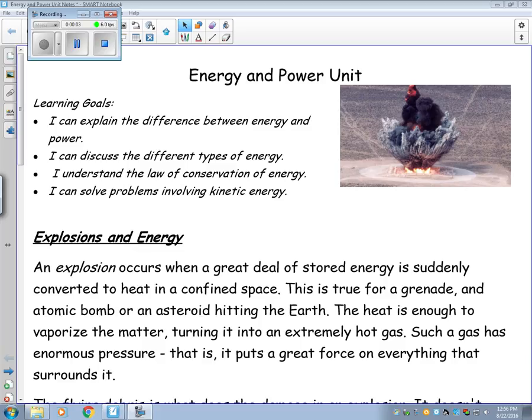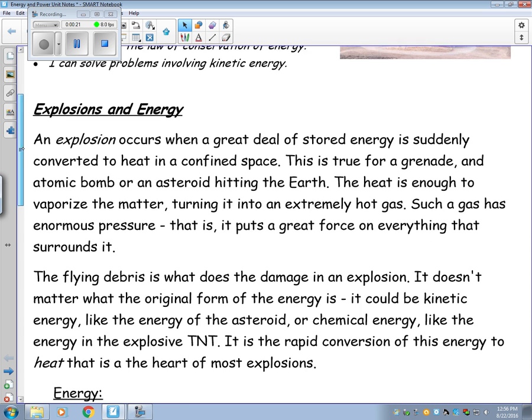Okay, this is our first unit. It is energy and power. The learning goals for this unit, I want you to explain the difference between energy and power. I want you to be able to discuss the different types of energy, to understand the law of conservation of energy, and to solve problems involving kinetic energy. So let's get started with something fun.